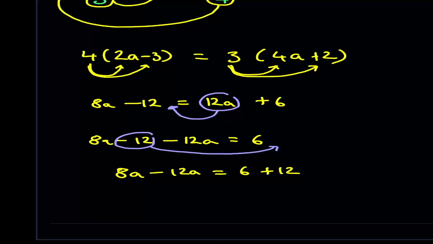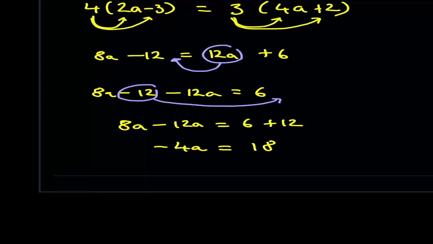Okay, now we could work this out. So 8a take away 12a is negative 4a. Be really careful of the negatives. People often forget the negatives, and this is where you lose marks or get the answer wrong. So just watch out for that negative. And it makes sense. 8 take away 12 would be negative, right? And then 6 plus 12 is 18.